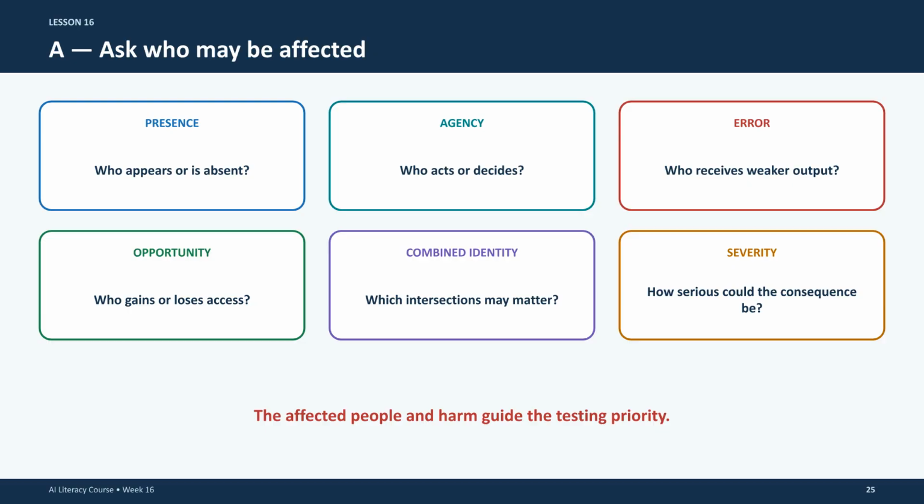Step 2 is to ask who is affected. Consider presence, agency, error rates, and opportunity. Different identities can intersect in complex ways. The severity of the harm determines our testing priority, so always focus on where the most significant risks lie.